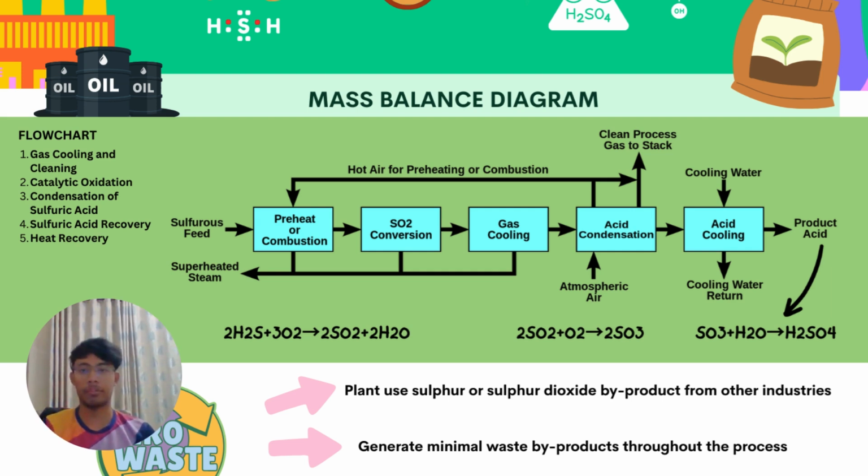Number four, sulfuric acid recovery. The resulting sulfuric acid produced is collected in a condenser, which is in high concentration, making it suitable for various industrial applications because it is pure sulfuric acid. And the last step, heat recovery. Overall, this wet sulfuric acid process generates a large amount of heat, which can be recycled and used back to produce electricity, which overall enhances the energy efficiency of this process.